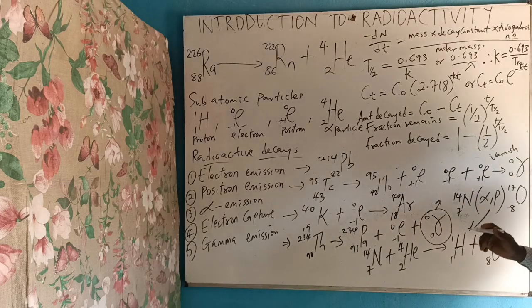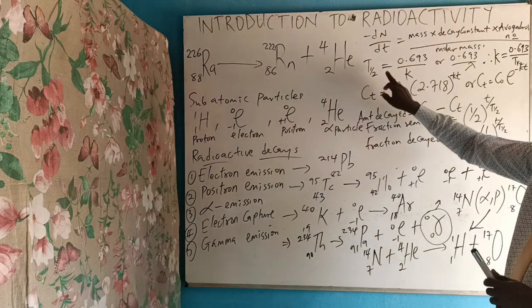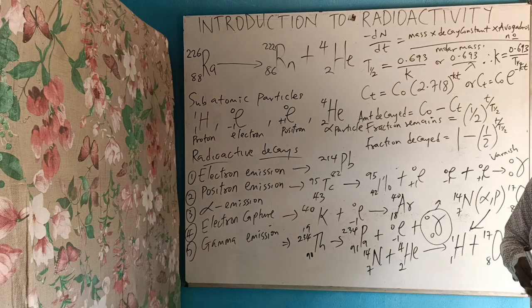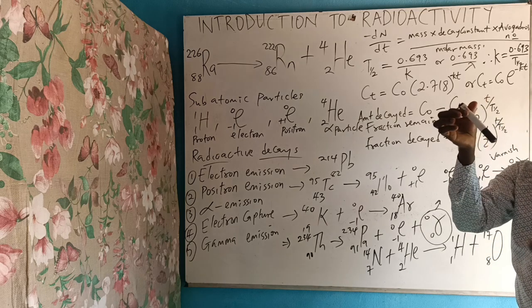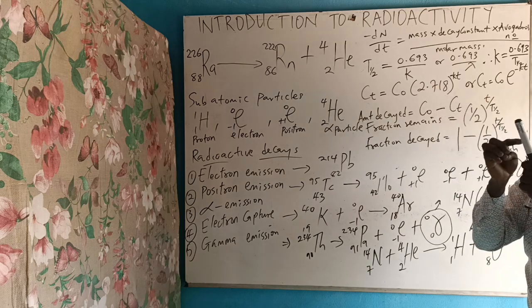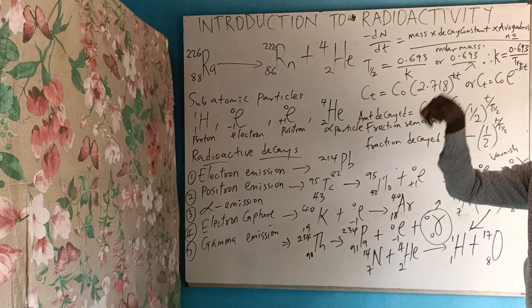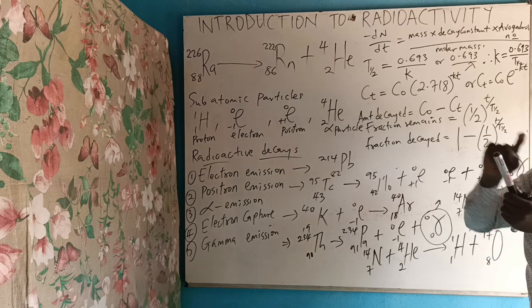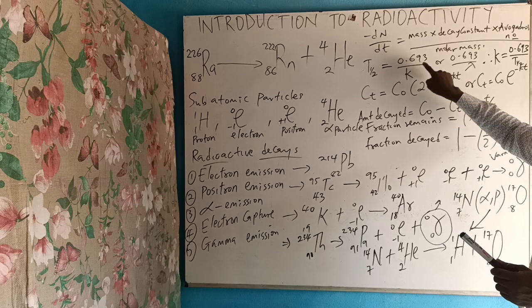So we have seen what radioactivity is all about. When we talk about half-life, we say it is the time it will take a radioactive element to disintegrate to its half. That means half will remain. When it gets to that time again, the one that remains will also disintegrate to its half, and half will remain. If you are asked to get it, you just say 0.693 over k.